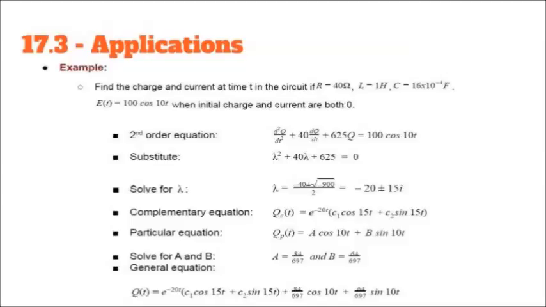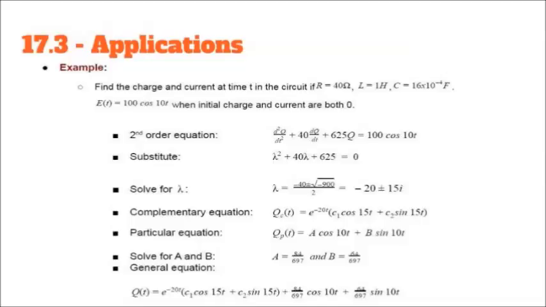We solve for lambda, and lambda is equal to negative 40 plus or minus the square root of negative 900, all over 2, which is equal to negative 20 plus or minus 15i. Then we use the complementary equation, and qc of t is equal to e to the negative 20t times c1 cosine 15t plus c2 sine 15t.